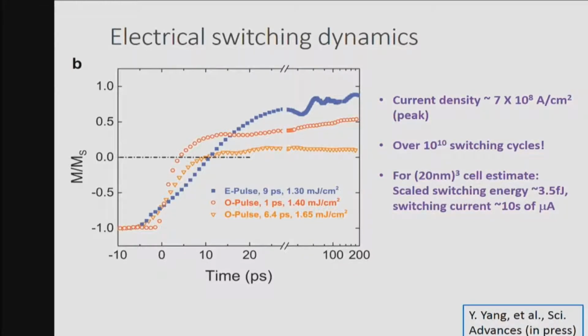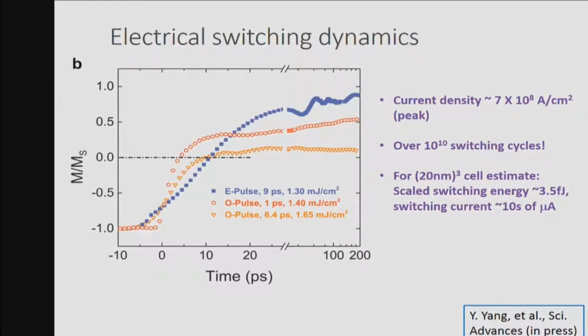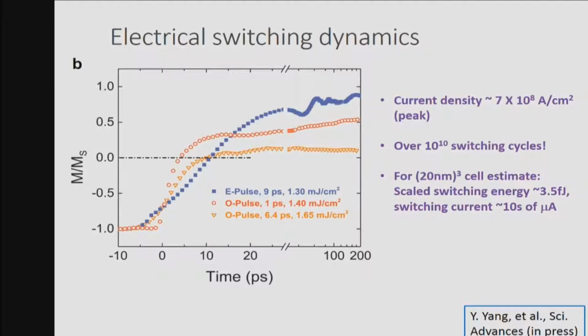Now, about the energy, this energy density, what does that translate to? Well, if we were to scale down to a 20 nanometer cell in an MRAM with a thickness of also about 20 nanometers, which is the thickness that was used in this experiment, the energy delivered to this scale dot would be 3.5 femtojoules, which again is very competitive with the STT MRAM results we just heard about. And it would require a switching current to switch a little dot this size of only tens of microamps, which is easily delivered by a single CMOS transistor.